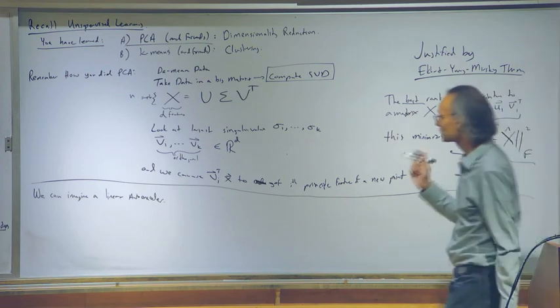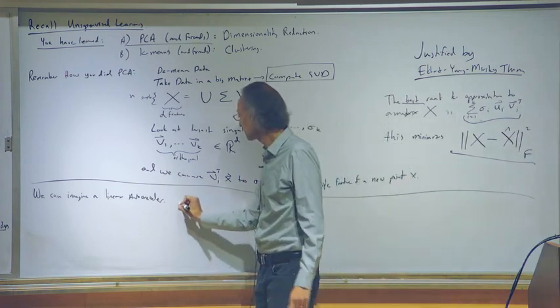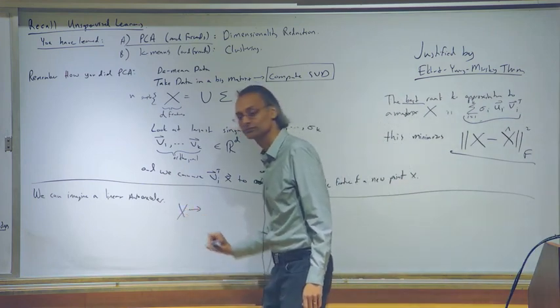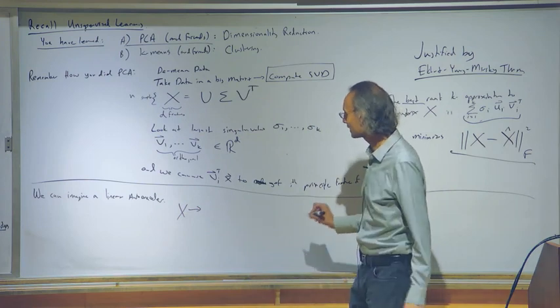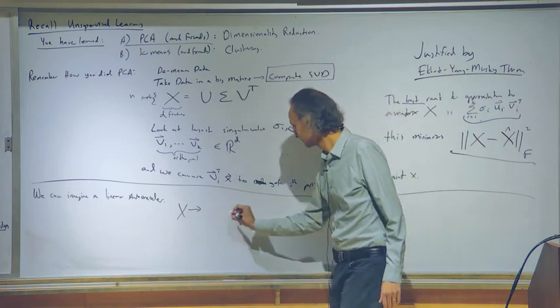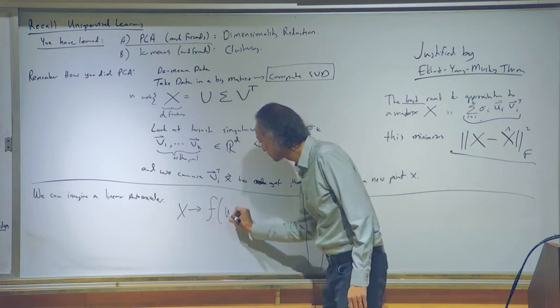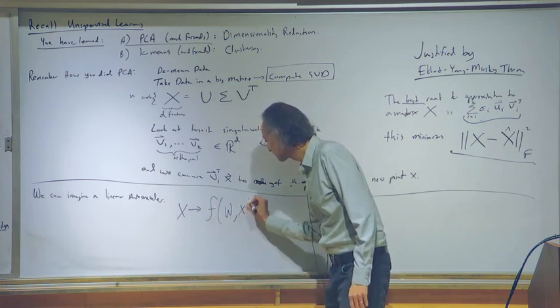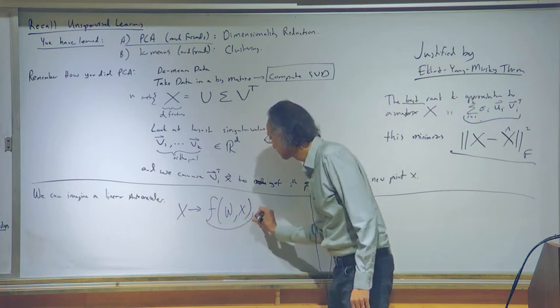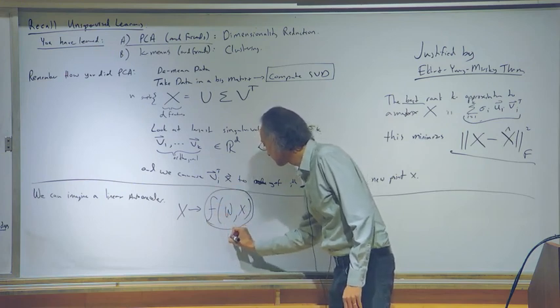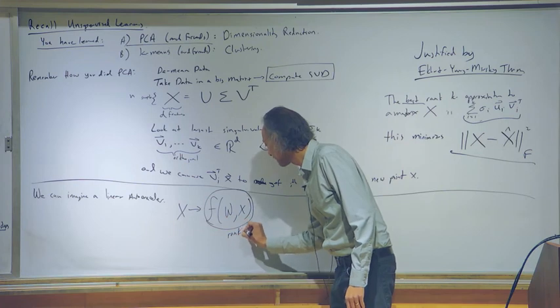So the question becomes, if you have X in, what can I write here? So I want some function that has weights and X such that this thing is rank K.